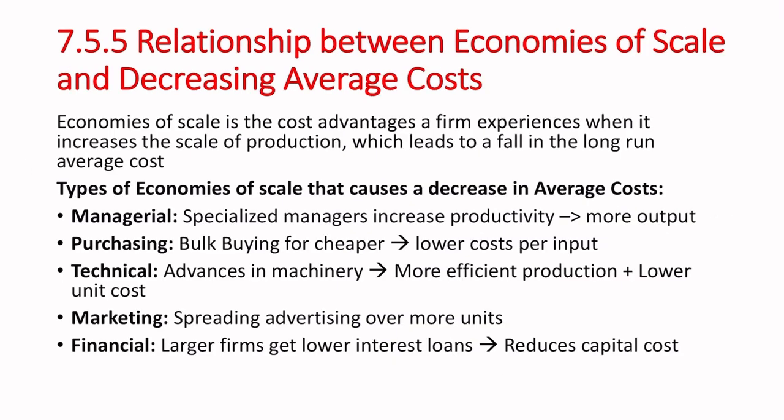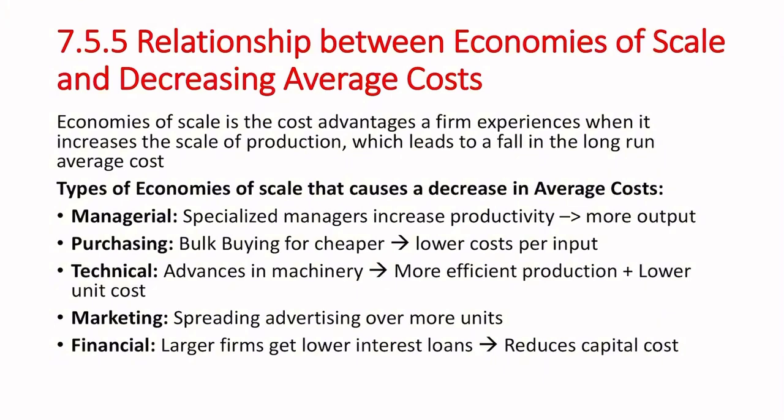Now let's take a look at the relationship between economies of scale and decreasing average costs. As we said in previous videos, economies of scale is a cost advantage a firm experiences when it increases the scale of production, which leads to a fall in the long-run average cost. There are different types of economies of scale that cause a decrease in average costs, and it includes managerial, which is when specialized managers increase productivity, which leads to more output and a decrease in average costs.